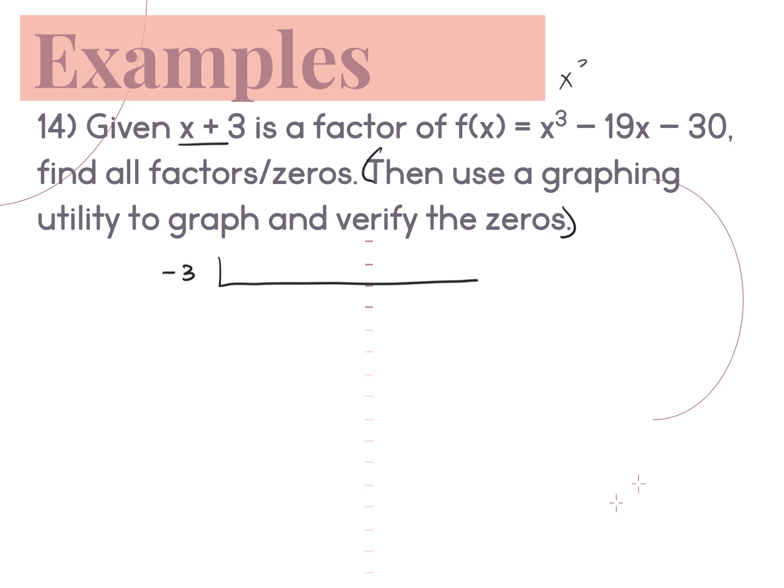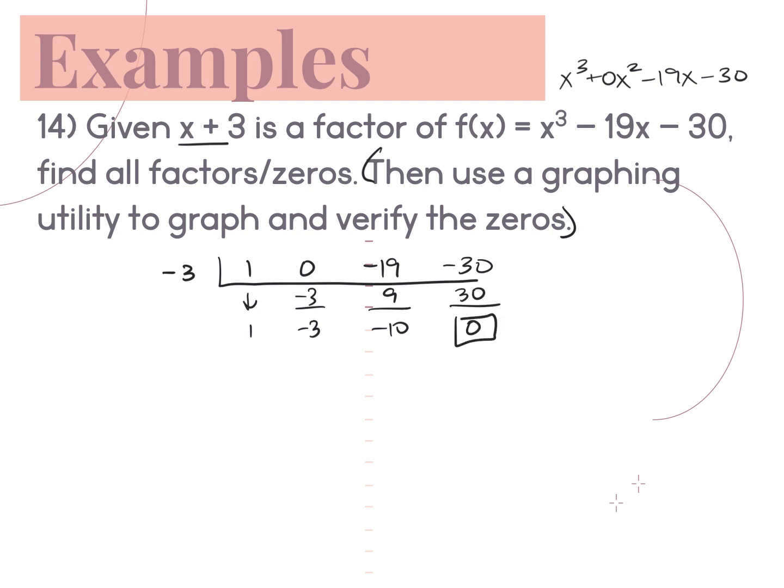Now notice this is x cubed plus 0x squared minus 19x minus 30. So when I do this, I have to have a 1, a 0, a minus 19, and a minus 30. So come down here, minus 3, multiply, I get 9, I get minus 10, I get 30, and I get 0. So we already knew it was a factor, so we knew this was going to end up being 0. But what I did it for was to get this. If I start with x cubed, I know my next one is x squared minus 3x minus 10.